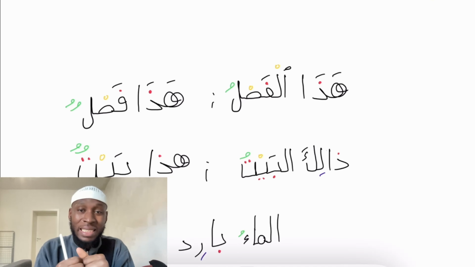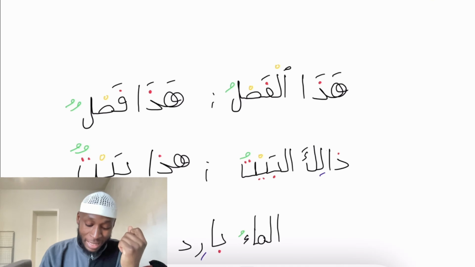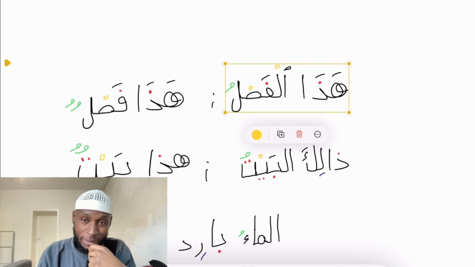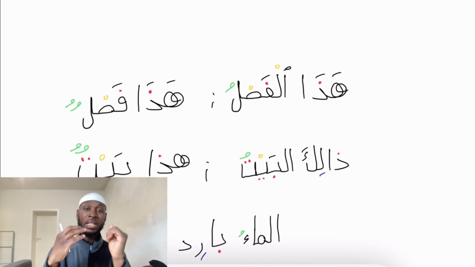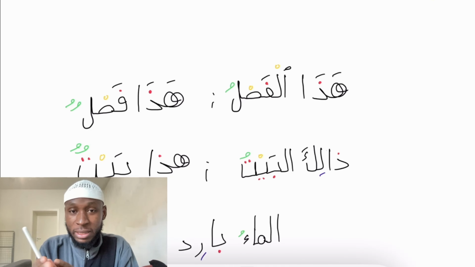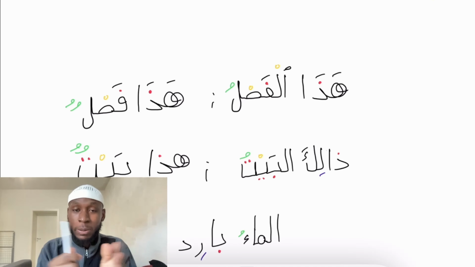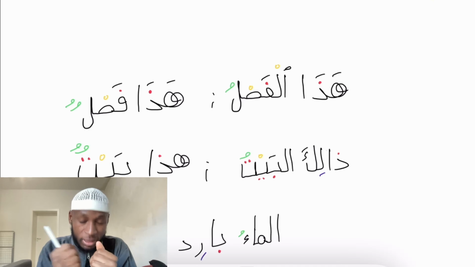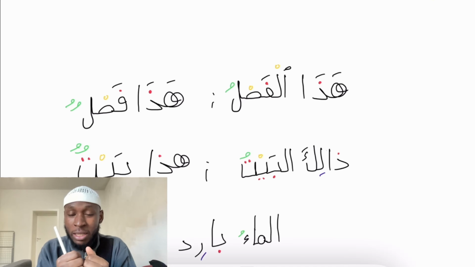Now, how will you read this sentence? We haven't covered it yet, but what type of sentence is this? A nominal sentence, جملة اسمية, or a verbal sentence, جملة فعلية? It's a noun. Thank you very much. It's a جملة اسمية, a nominal sentence. Why did you say it's a nominal sentence? Because we have هذا, and هذا is a noun.